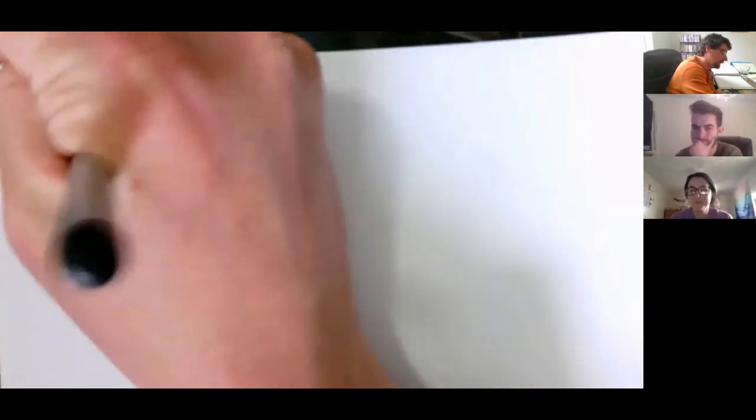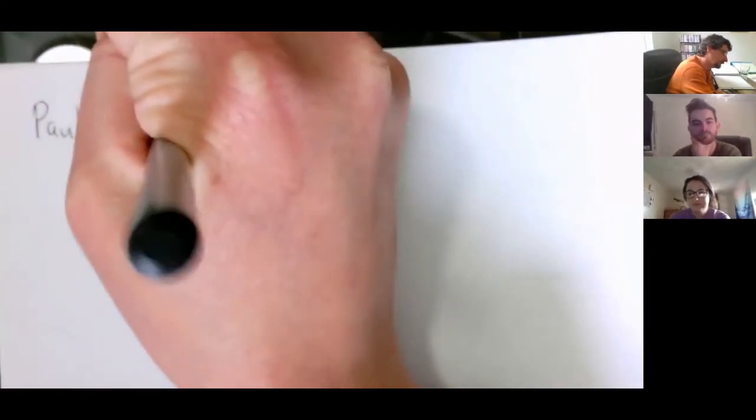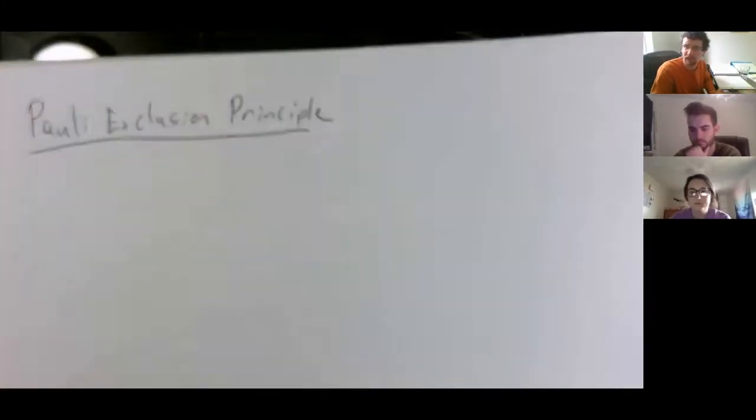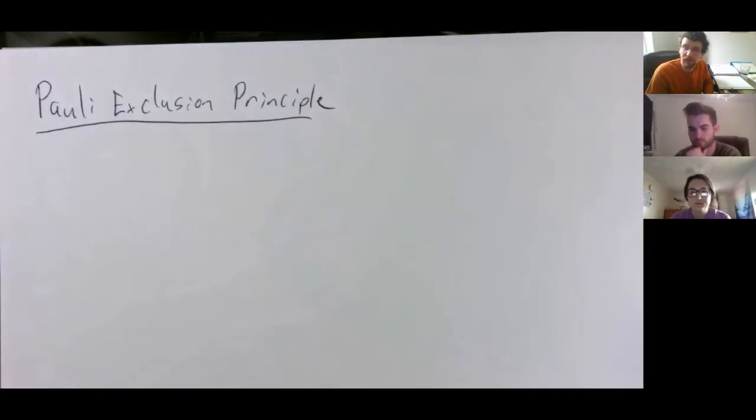Let's talk about what we were discussing last time. What we ended off talking about was the Pauli Exclusion Principle. And we said we have two definitions or two formulations of it that we discussed last time. Can anyone tell me one of those formulations?